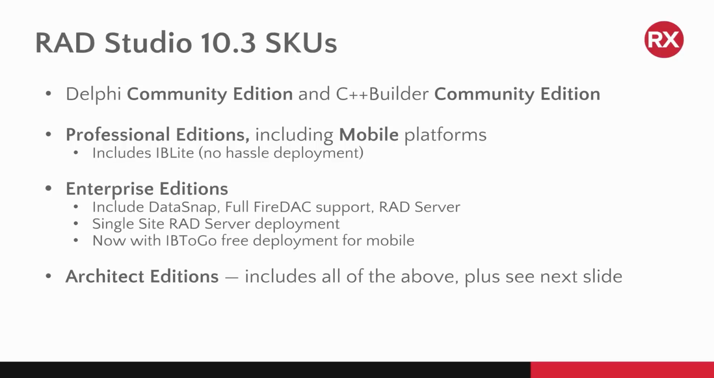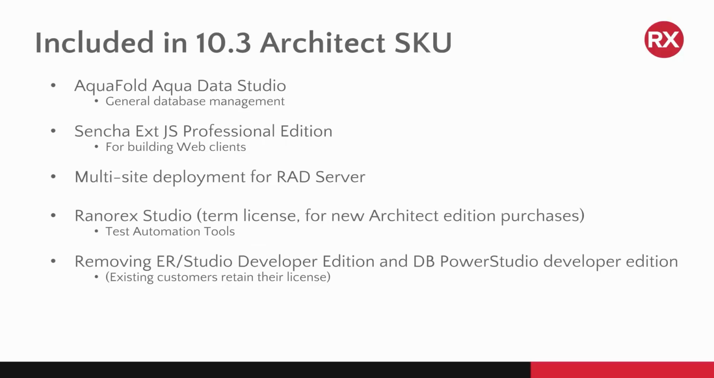And then we have an Enterprise Edition, which includes multi-tier support in the form of DataSnap and RAD Server, the full FireDAC support with all enterprise-level database drivers, a single RAD Server deployment license, and also the encrypted version of IB Lite, IBToGo, available for free for mobile deployment. These features are relevant because, of course, they're also included in the Architect Edition that includes mobile, includes DataSnap, RAD Server, includes IBToGo, but also additional tools from Idera.